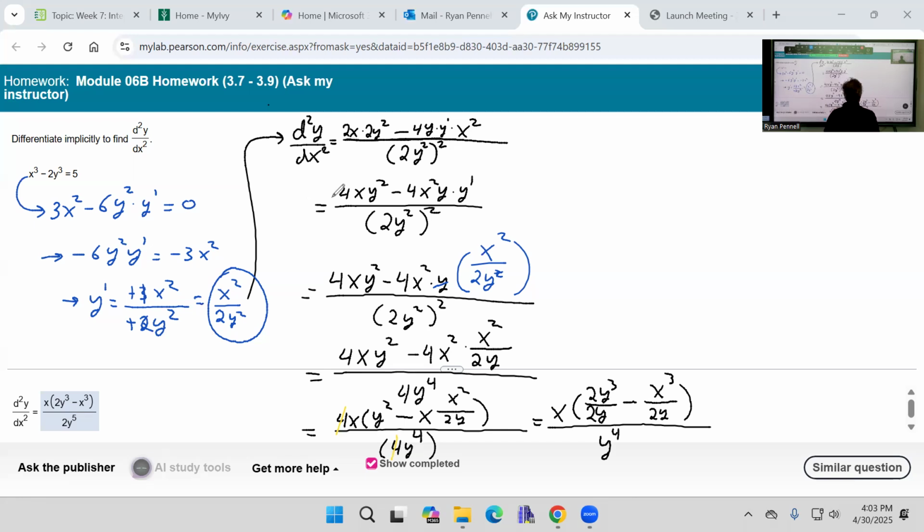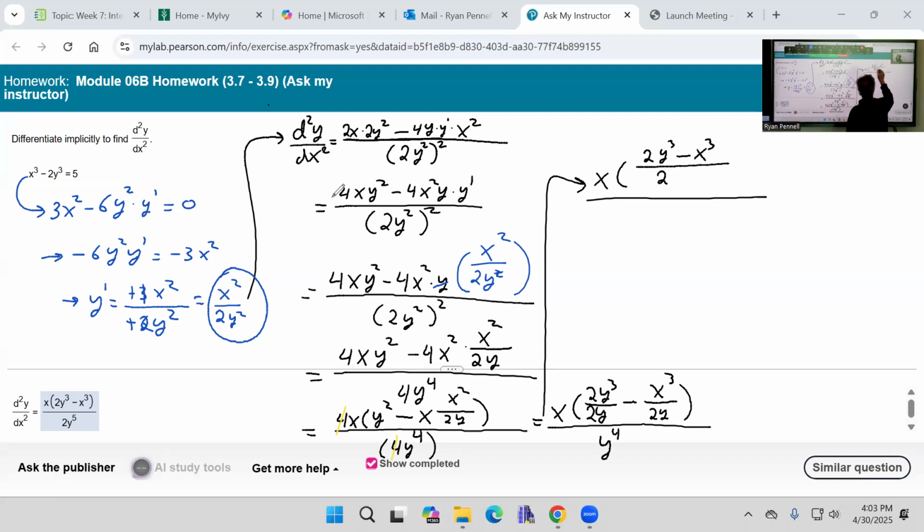Okay, getting closer, getting closer. Okay, but running out of room. Okay, now we're over here. And so I'm going to keep that x out of there. And I have 2y cubed minus x cubed over 2y to the 4th. What's going to happen is we have a fraction over, so you have something like a over b over c. So that means those are going to get multiplied.